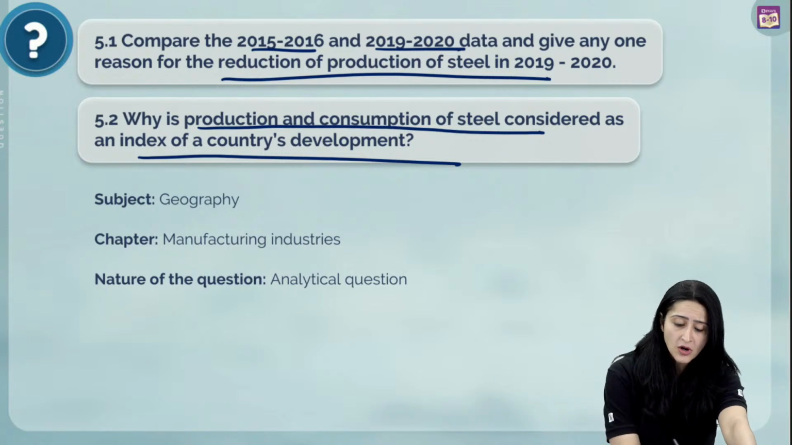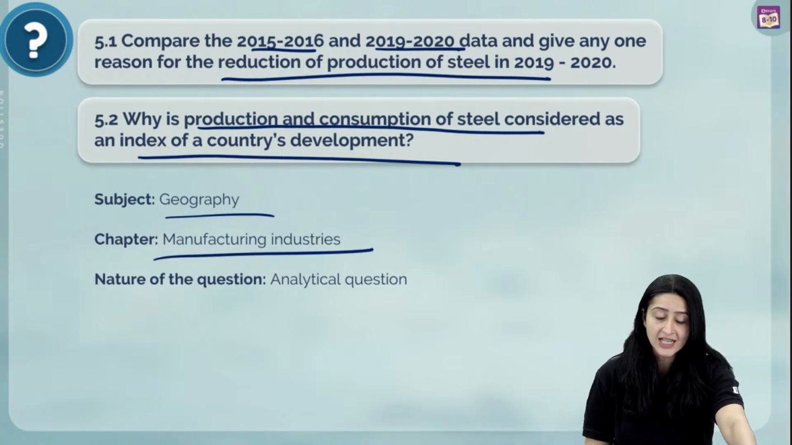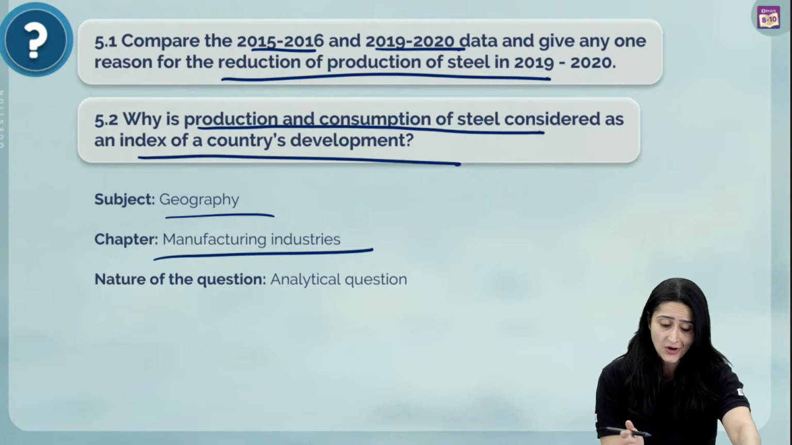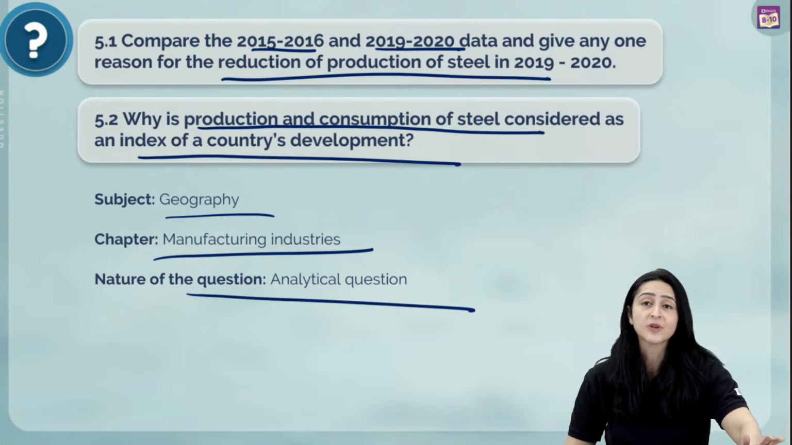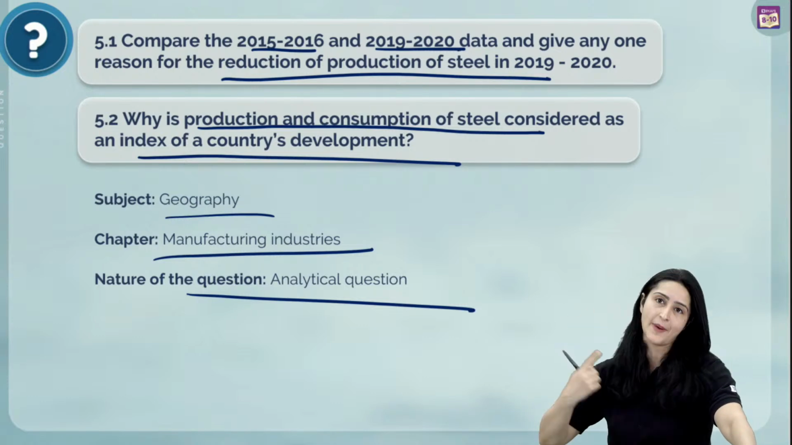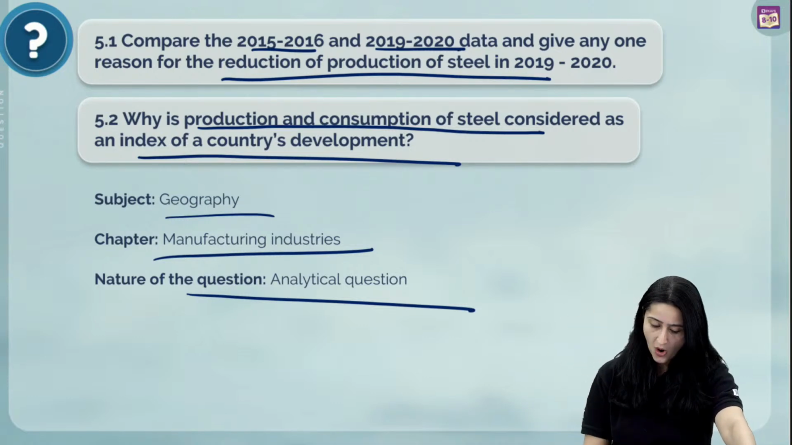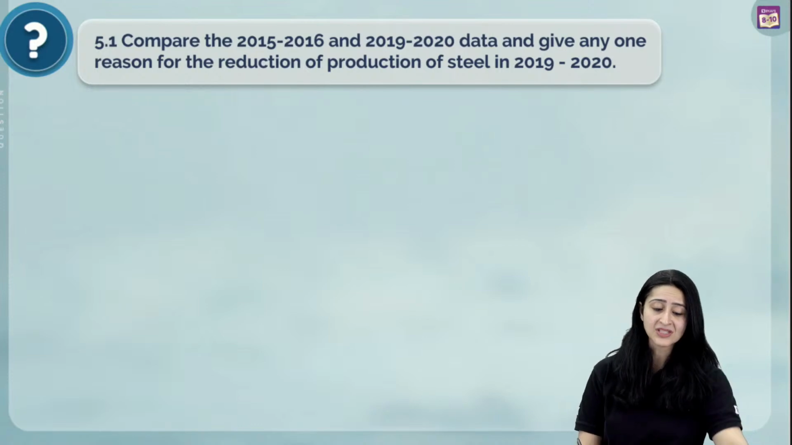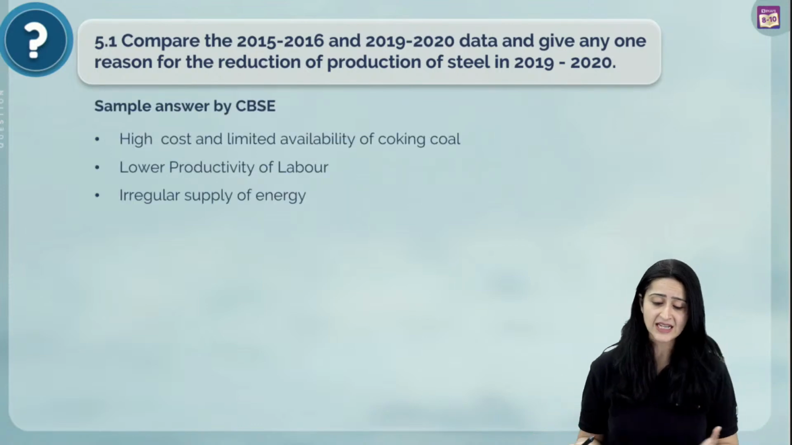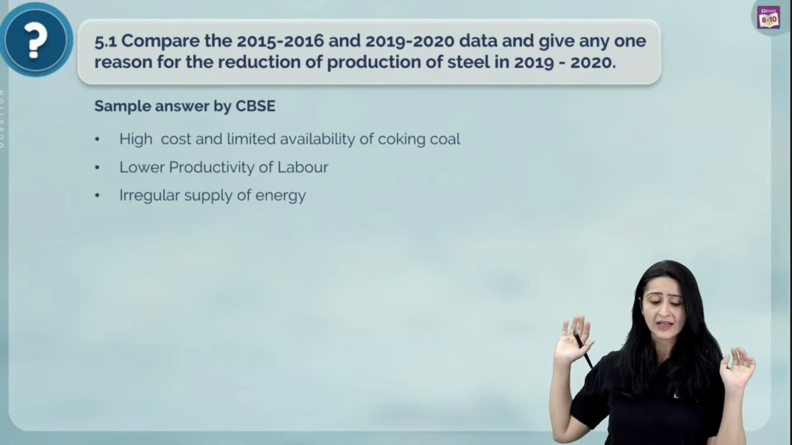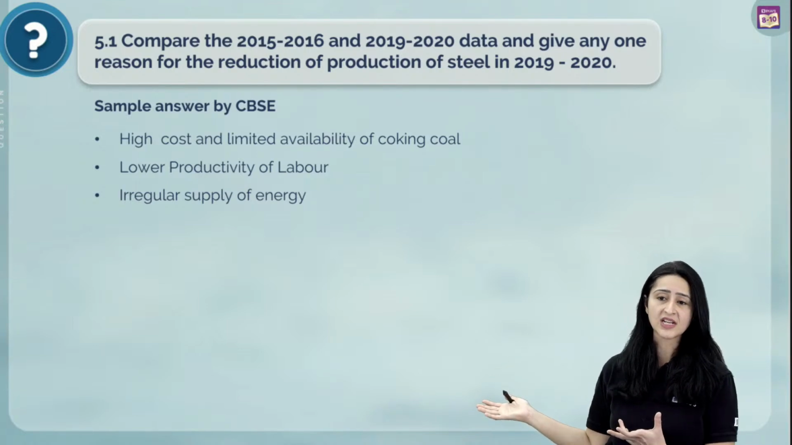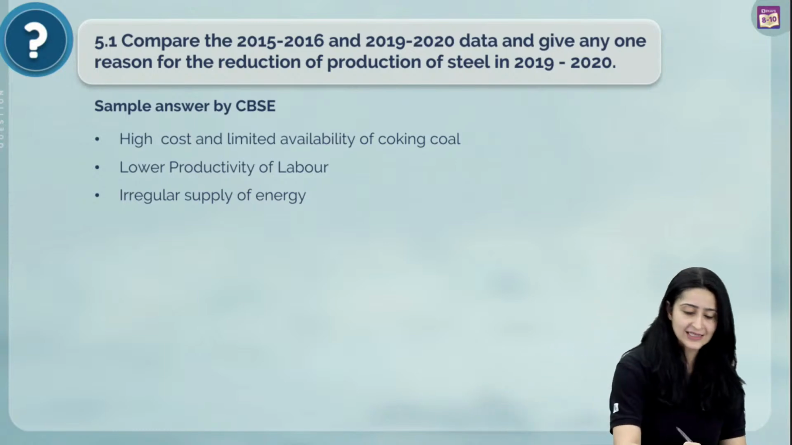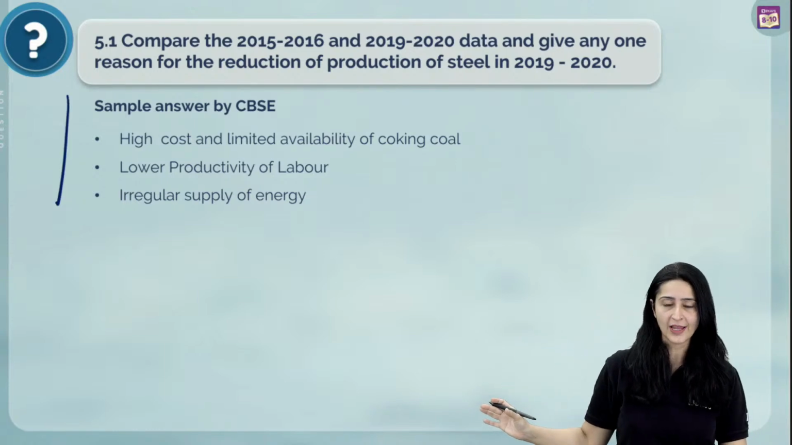We know this is from geography, from manufacturing industries, which we have already done a session on, and the nature of this question is an analytical question, which means that you have to think about it, right? So let's talk about question 5.1, which says, compare the 2015-16 and 2019-20 data. Give any one reason for the reduction of production of steel in 2019-2020. CBSE has given us a few points over here.